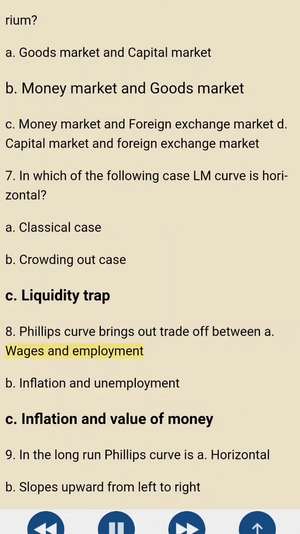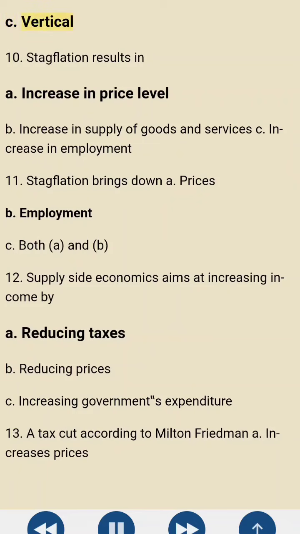Wages and employment. B. Inflation and unemployment. C. Inflation and value of money. 9. In the long run Phillips curve is A. Horizontal. B. Slopes upward from left to right. C. Vertical. 10. Stagflation results in A. Increase in price level. B. Increase in supply of goods and services. C. Increase in employment. 11.